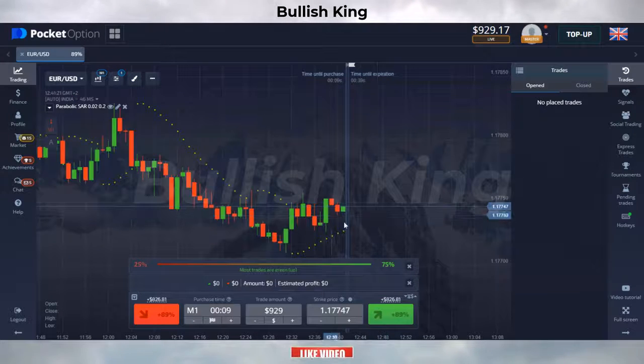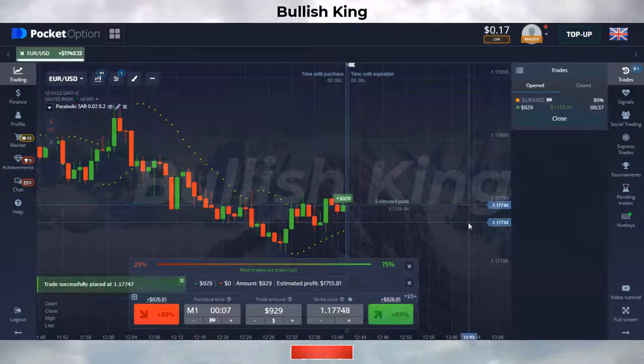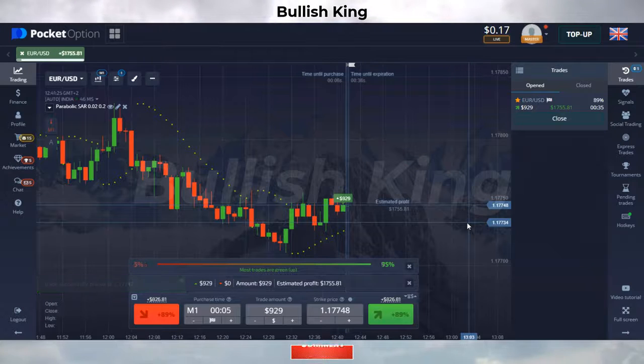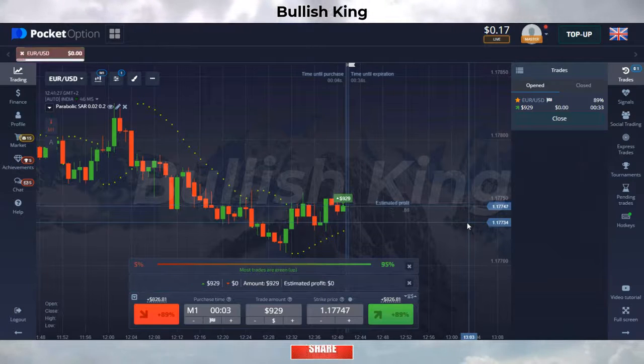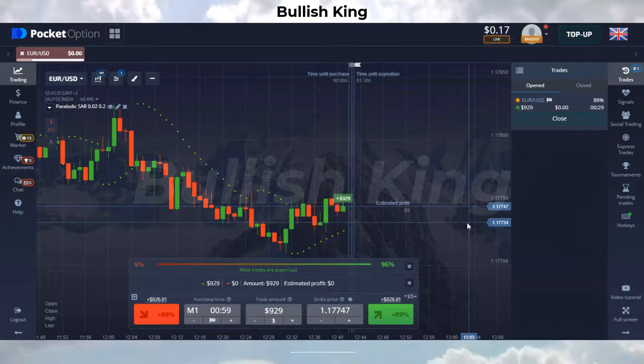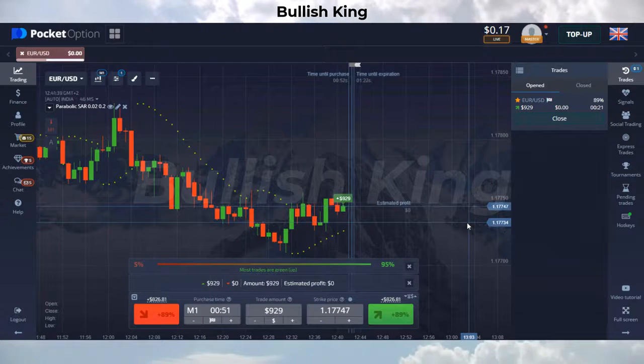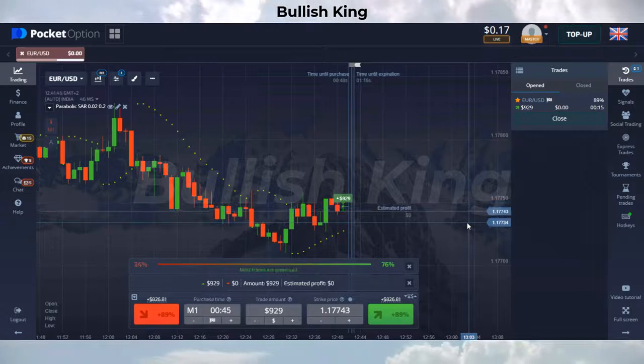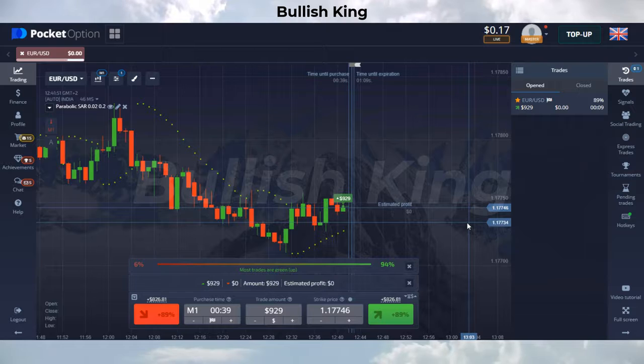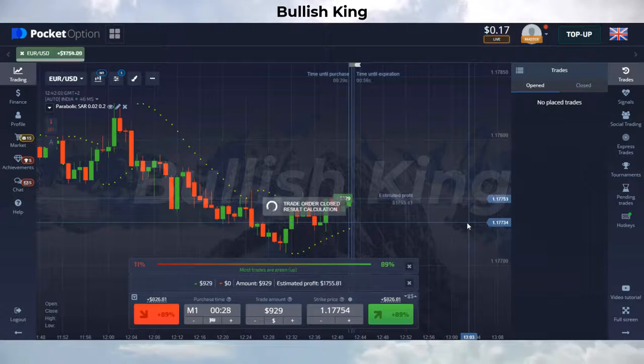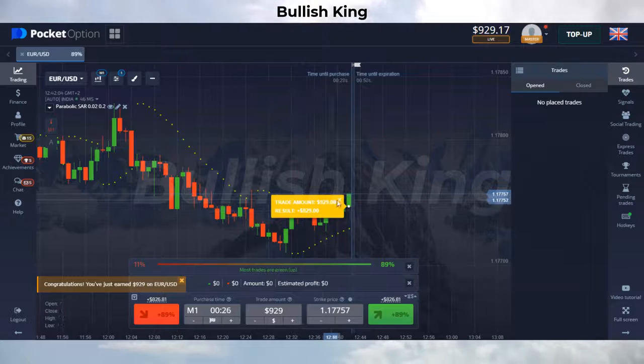We open EUR/USD asset. At this point, you will see that trader sentiment is above 50% up and the Parabolic SAR indicator shows uptrend too. So here we place a buy trade. No profit, no loss.